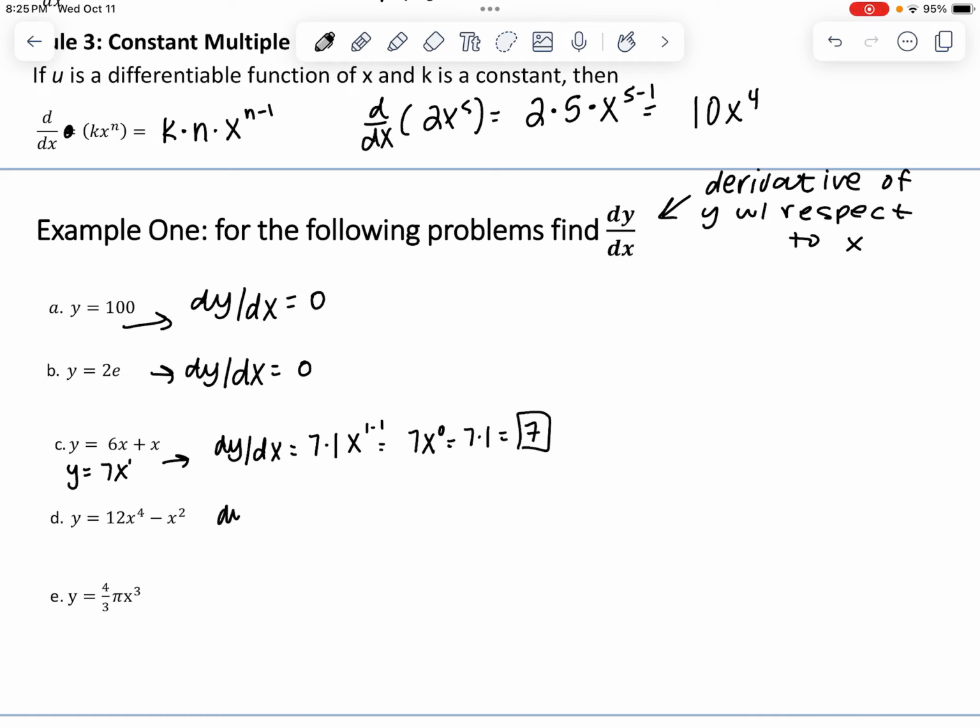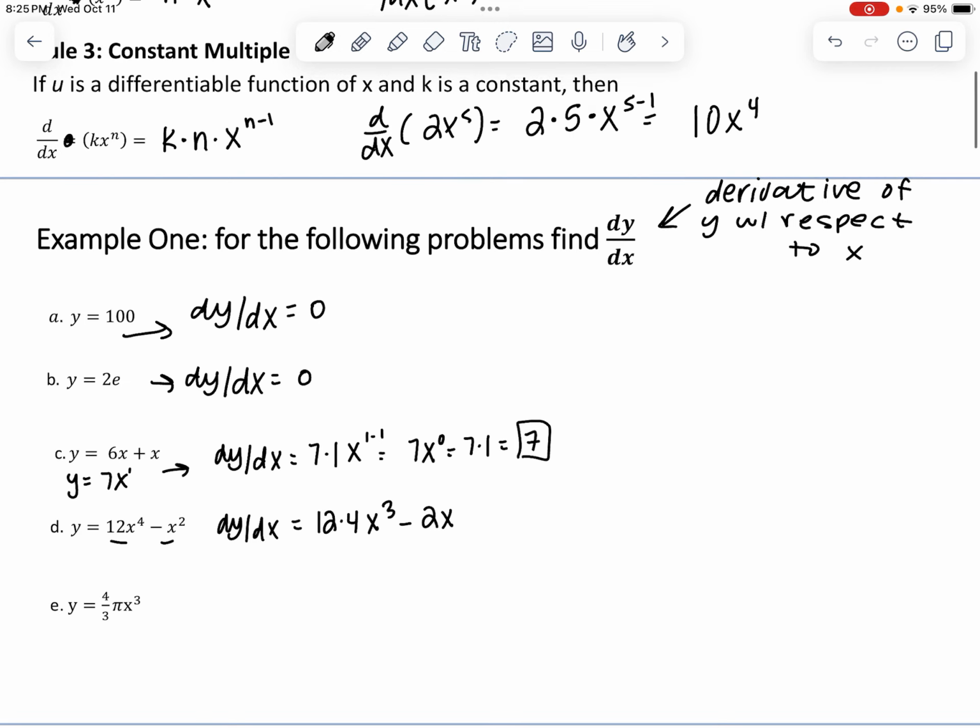This next one, I'll take the derivative of these two terms separately, and then I'll subtract them. So the derivative of 12x to the 4th power is going to be 12 times 4, and then you would do 4 minus 1, and you get 3, minus 2x. And then I would do 2 minus 1, and then I just get 1. And that simplifies to 48x cubed minus 2x.